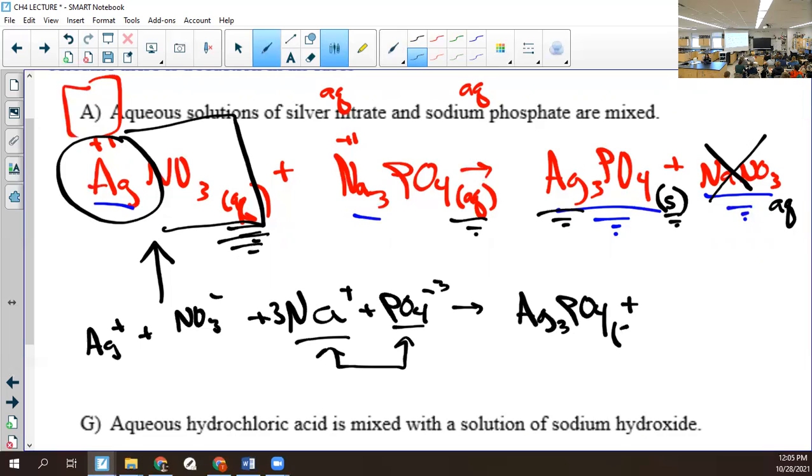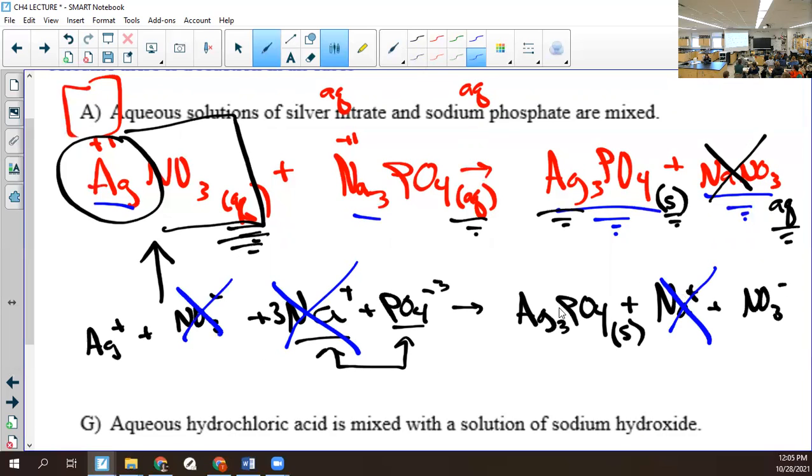All right, that would be my precipitate. So I put it as a solid, and then Na plus and NO3 minus. Those are separate because aqueous tells me it should be apart. Then for the net ionic, I would cancel out everything that didn't change, which would be an Na plus and an NO3 minus. I am aware that it's not balanced yet. We'll take care of it.